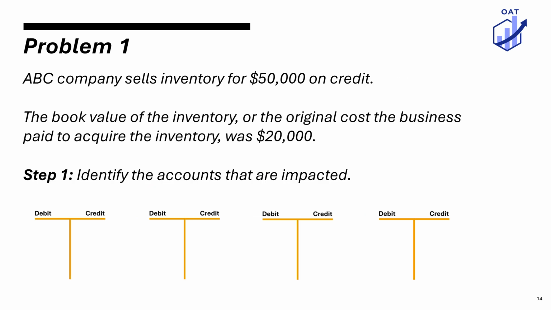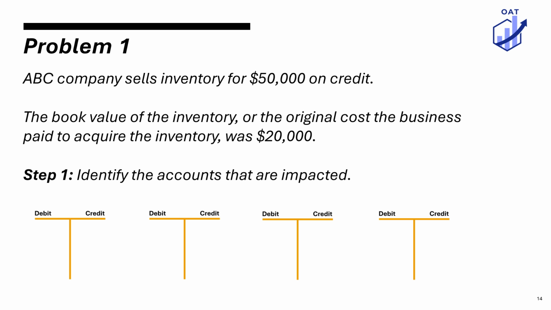Now, let's apply everything that we have learned from part 1 and 2 to a problem. ABC Company sells inventory for $50,000 on credit. The book value of the inventory, or the original cost the business paid to acquire it, was $20,000.